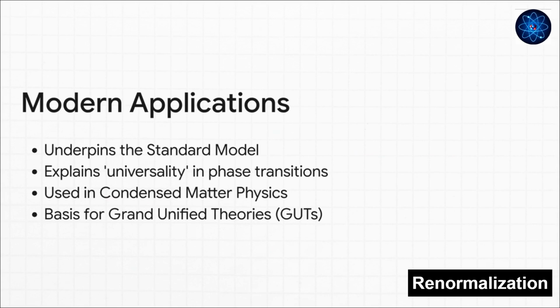And the impact of this idea, it is just staggering. This isn't some obscure little concept. It is absolutely everywhere. It is the very foundation of the standard model of particle physics. It explains this wild thing called universality, why completely different systems like water boiling and a magnet losing its magnetism behave in mathematically identical ways. It's a crucial tool in condensed matter physics, and it's the basis for how physicists try to build grand unified theories, or GUTs, to unite all the forces of nature.